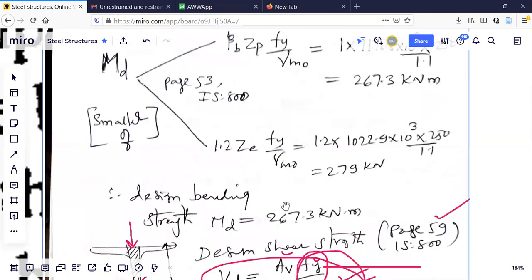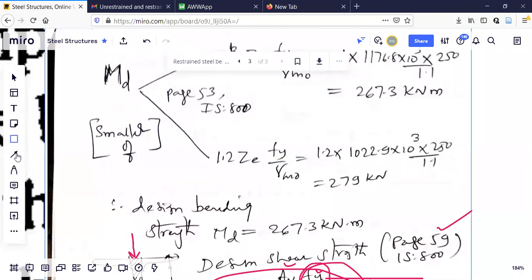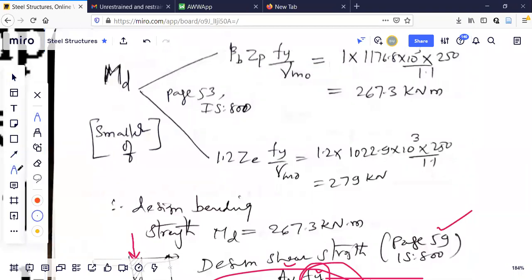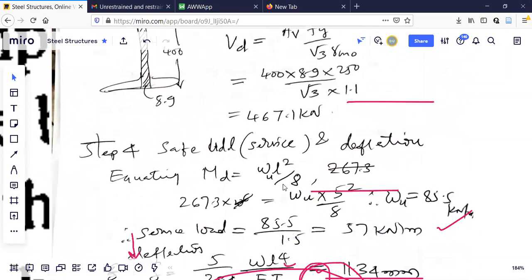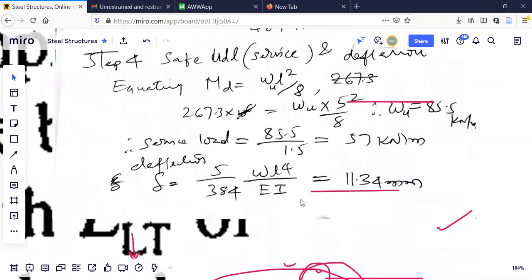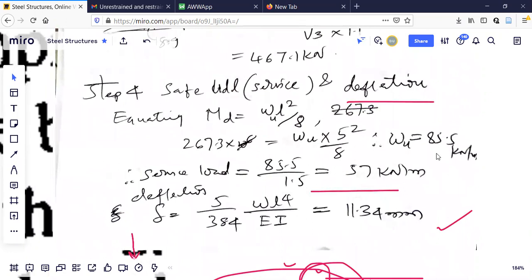So for UDL, wL square by 8, equate 267.3. 267.3 was the smaller of these two numbers. So here, the smaller of those two I am taking, equating it to wL square by 8. From this I am getting the wu. I want the service load, so divide this factored load by 1.5. Service load is 57. It means I should apply a UDL of 57 kilonewton per meter. If I apply 58, the beam is unsafe. Any load which is less than or equal to 57 is safe now.